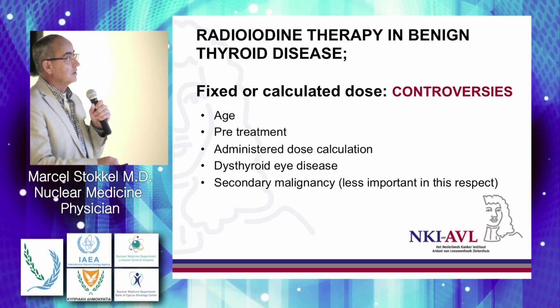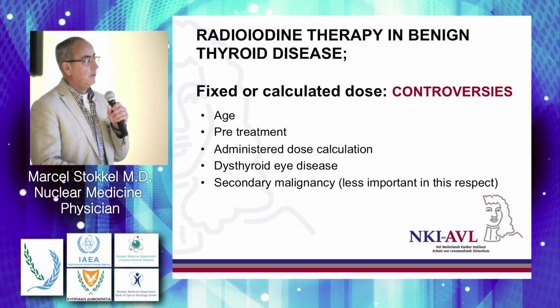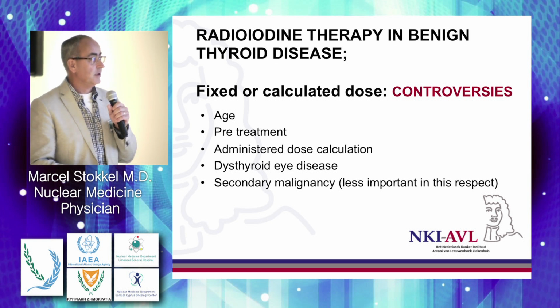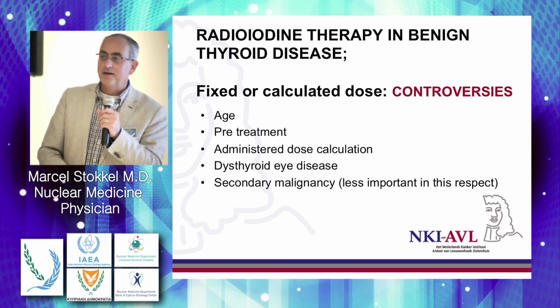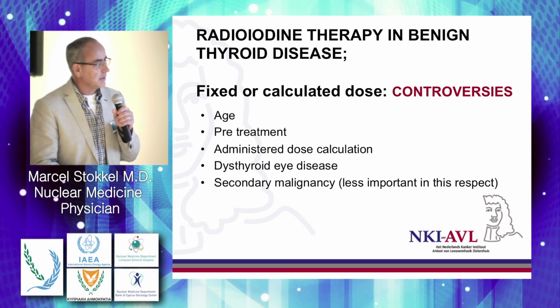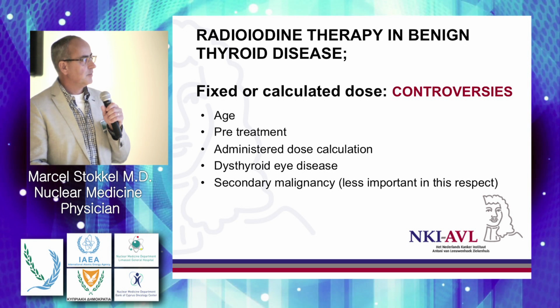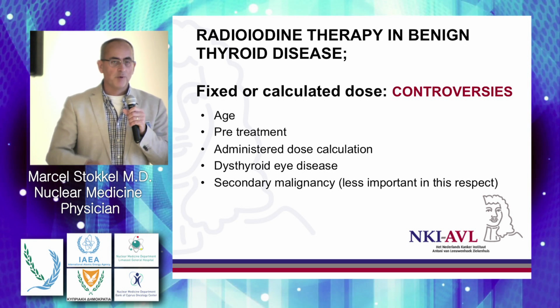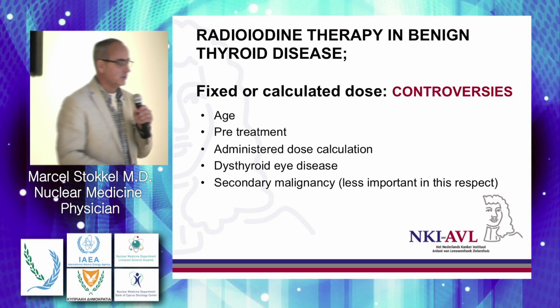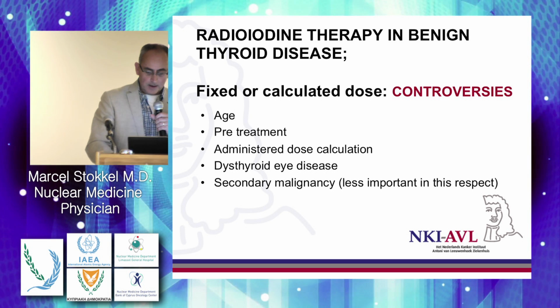Has that influence on which strategy you should use? And we just heard about secondary malignancies induced by radioiodine therapy. Well, I think this is the less important issue in this respect. But be careful if you have to apply more than 1 or 2 doses to cure the patient.